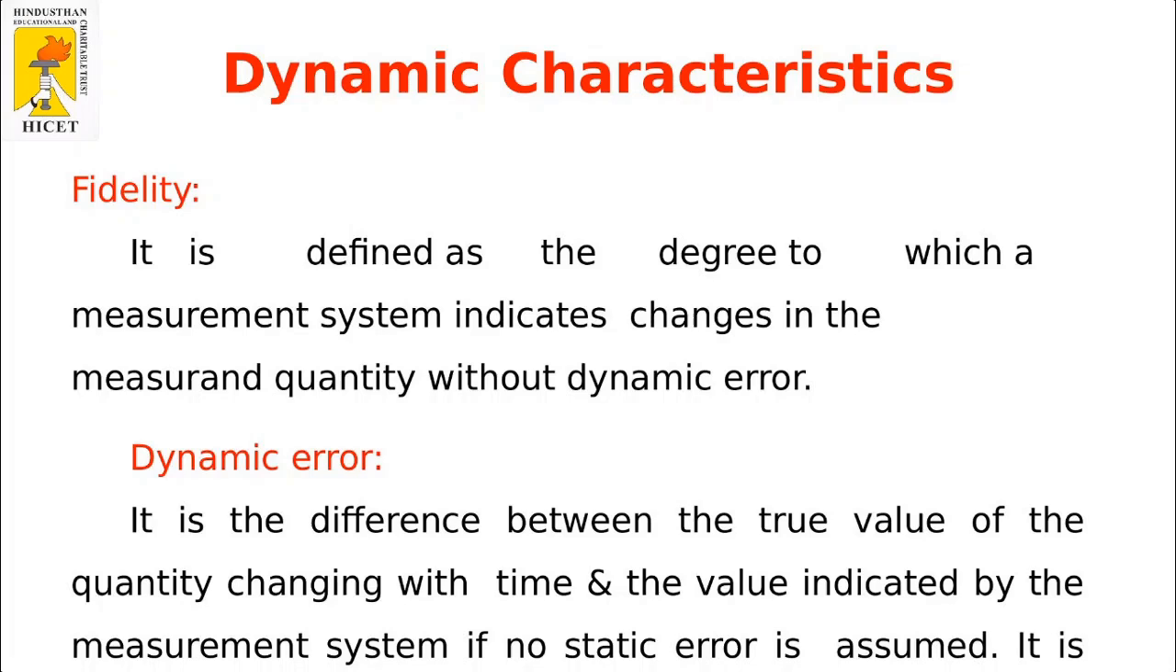Next, dynamic characteristics. Fidelity. It is defined as the degree to which a measurement system indicates changes in the measurand quantity without dynamic error. Next, dynamic characteristics. Dynamic error. It is the difference between the true value of the quantity changing with time and the value indicated by the measurement system if no static error is assumed. It is also called measurement error.